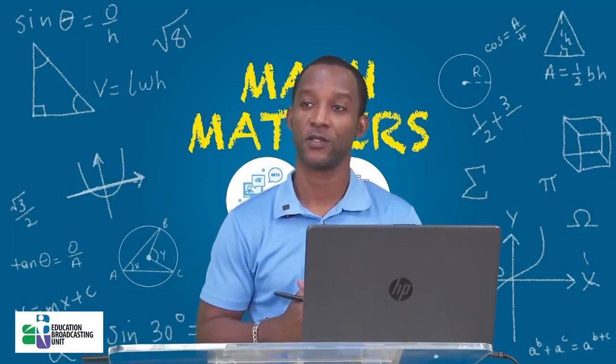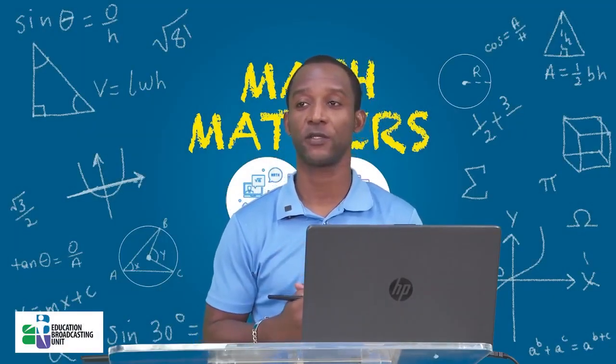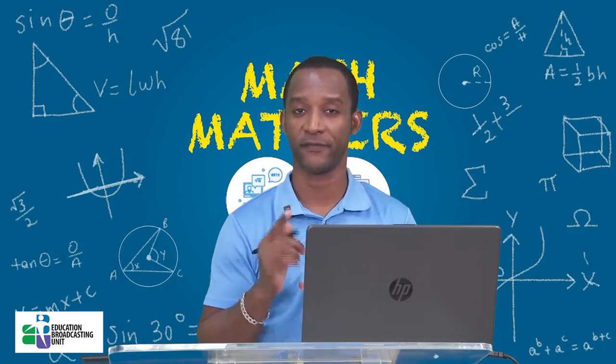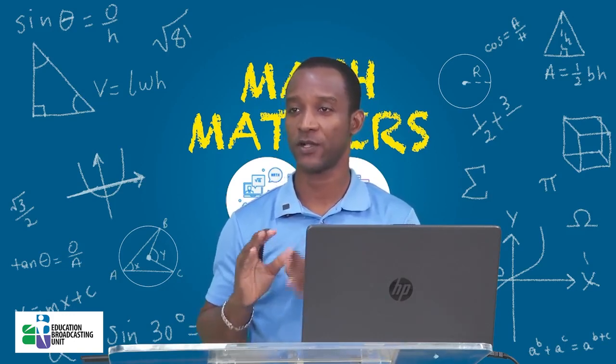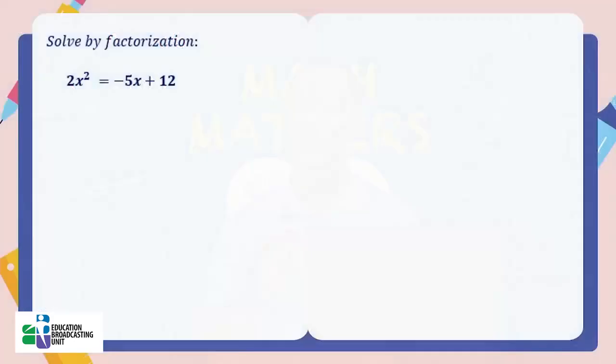Welcome back. So now we're looking at solving quadratic equations by factorization. Now remember, we said that once we are solving a quadratic equation, the expression has to be set equal to 0. So when we look at this by examination, we have the 2x squared on the left-hand side. Fine. And on the right-hand side, we don't have 0. We have negative 5x plus 12. So how are we going to get 0 on this side?